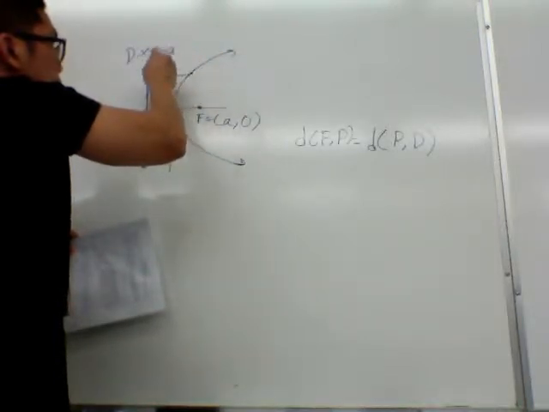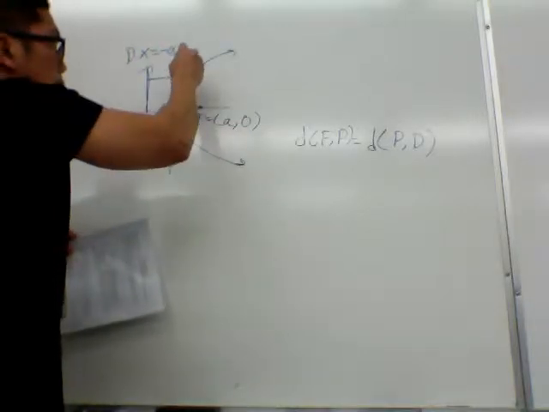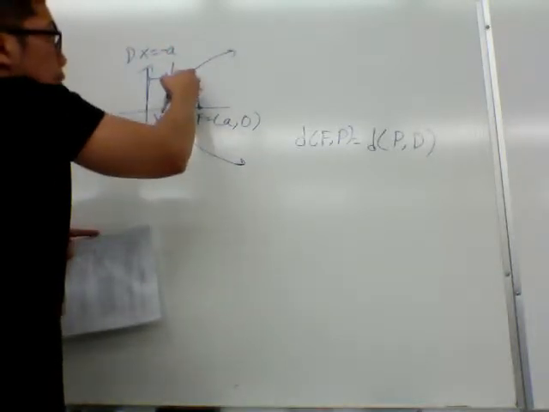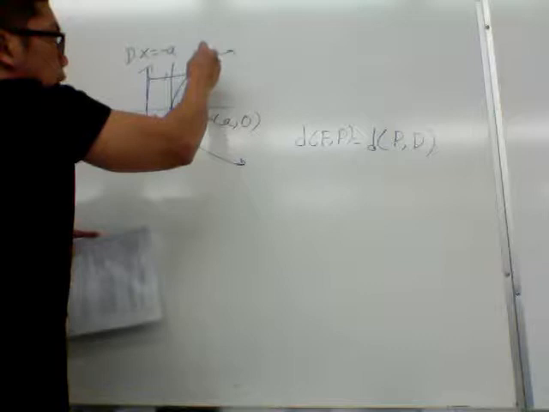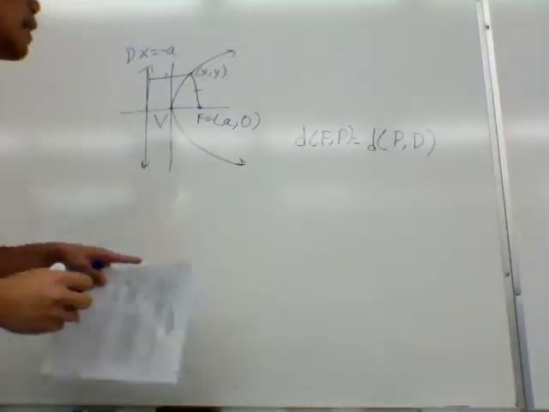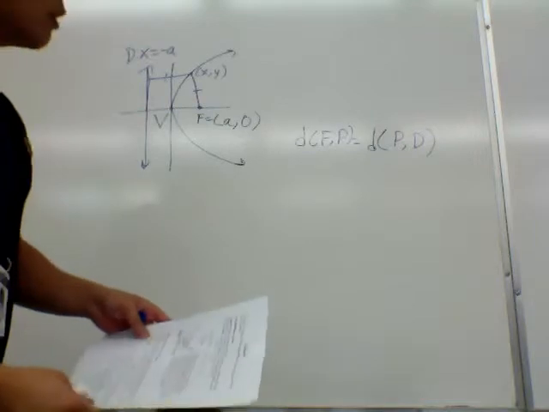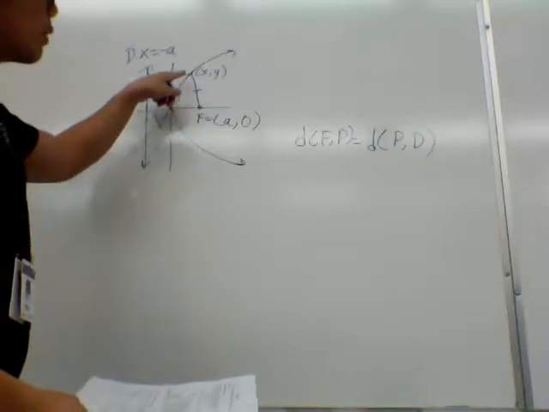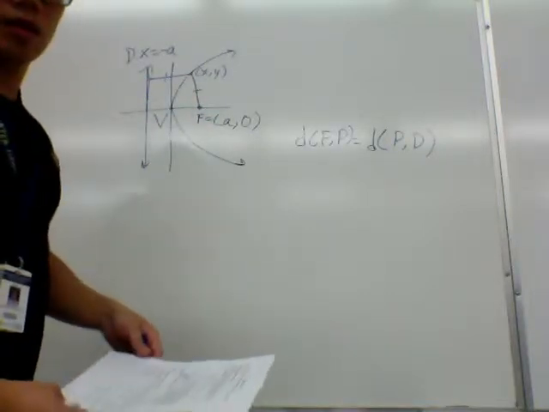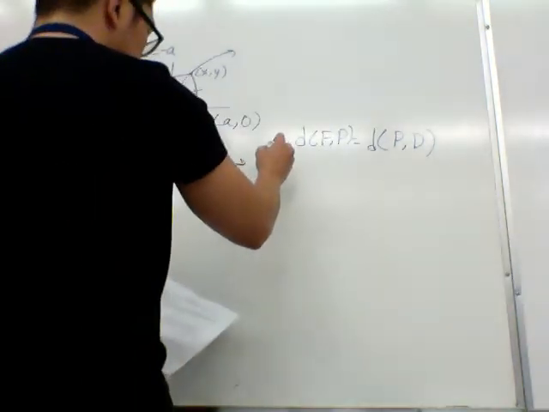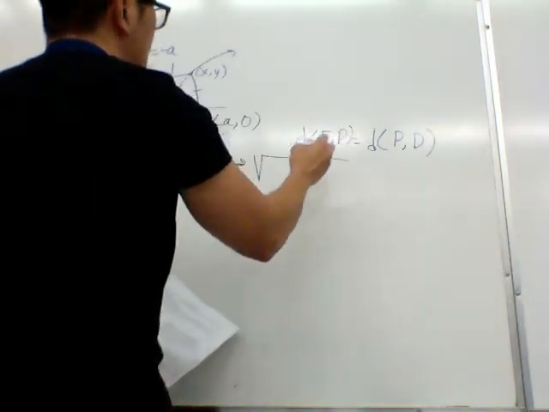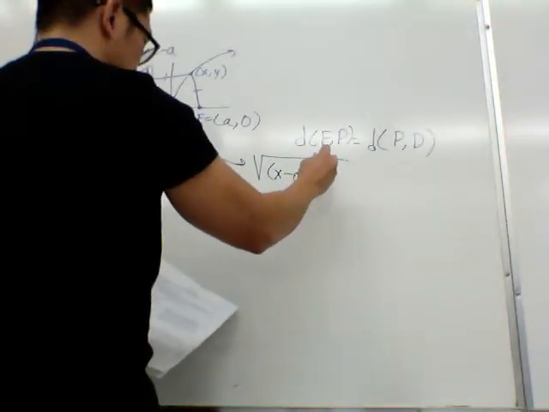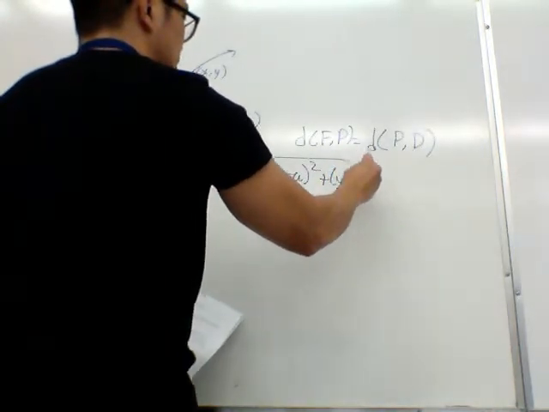Remember, the distance to the directrix is going to be the same as the distance to the focus, right? Now, let's just call this point on the parabola (x, y), okay? And let's do the distance formula. So if we're going to do the distance from the point to the focus, it is going to be the square root of (x minus a) squared plus (y minus 0) squared. Remember, it's x2 minus x1.